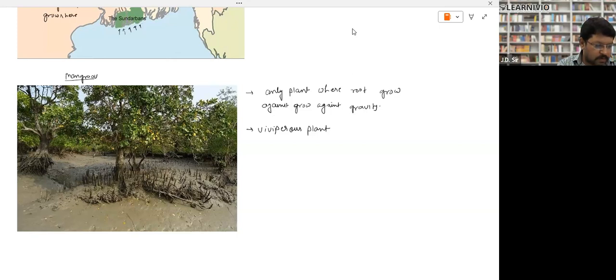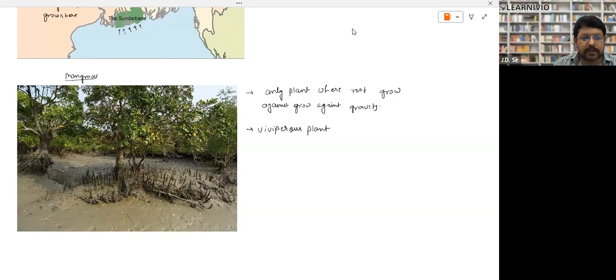The plant which is mammal. What are the viviparous plants? The mammal plants, the ones which do not lay eggs. I'm going to beat you. Don't tell me. Mammal plant? How can a plant be mammal? Come on.